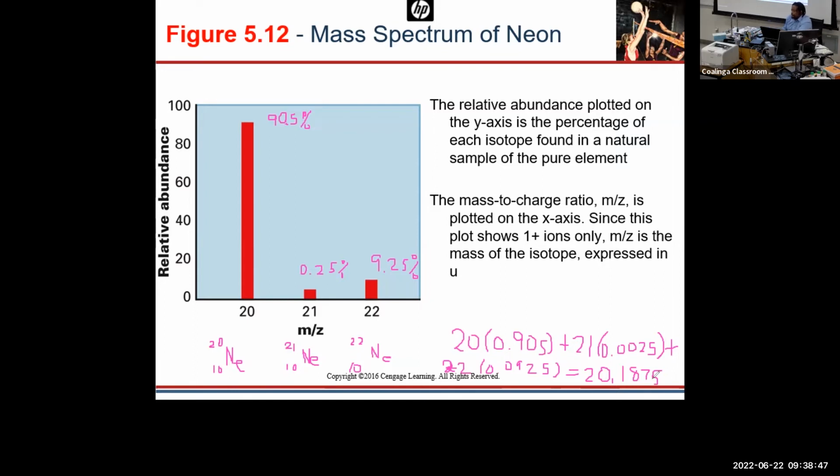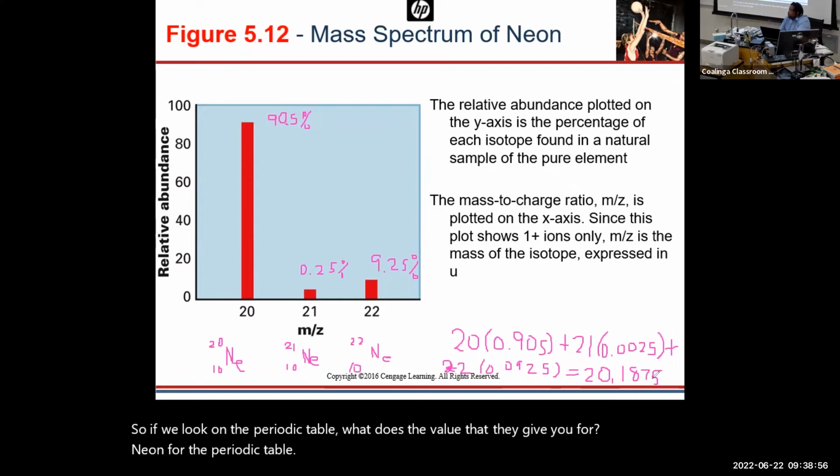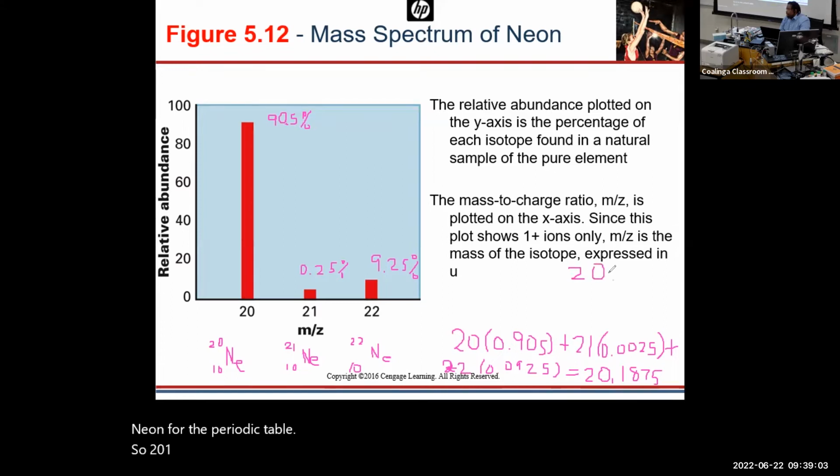okay. So if we look on the periodic table, what is the value that they gave you for the neon on the periodic table? So 1.18. Is there a 0 after it? Yeah. Okay. So ours is a little off, but you kind of get the idea, right?